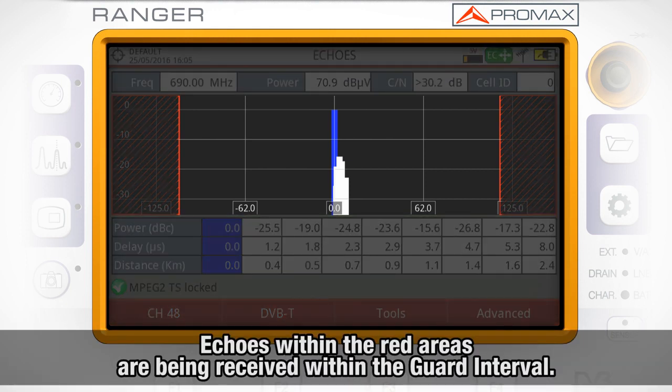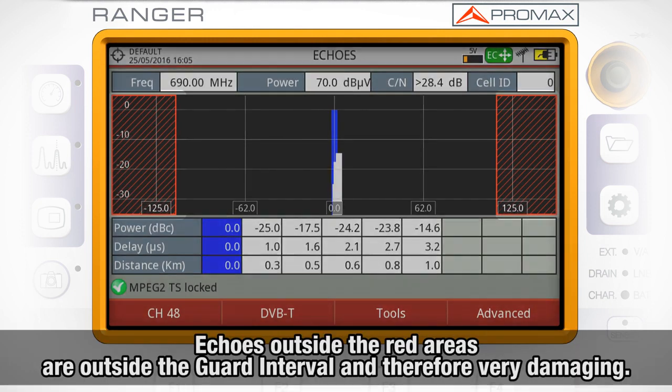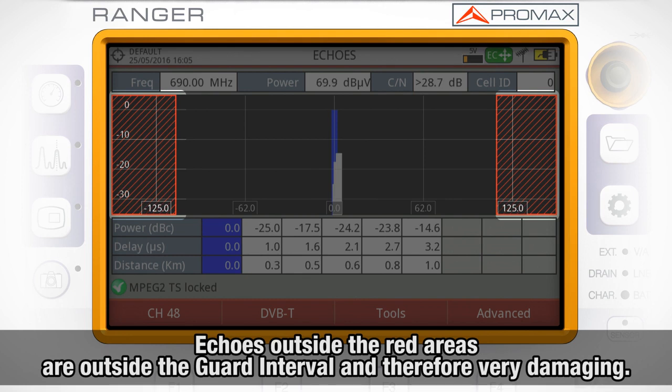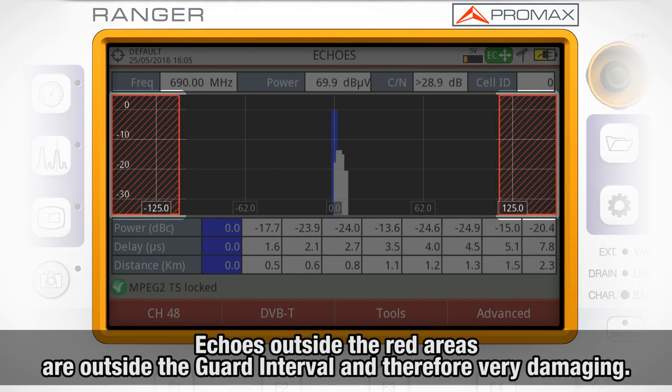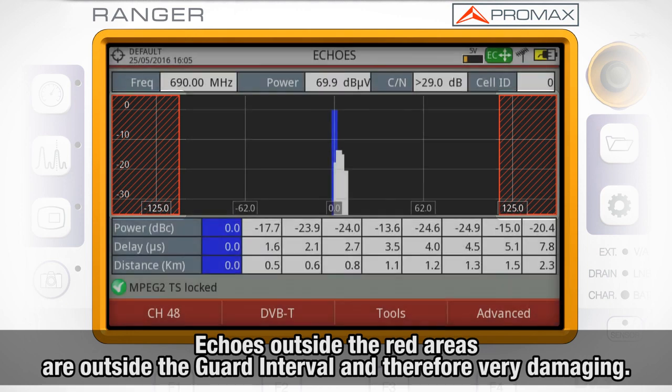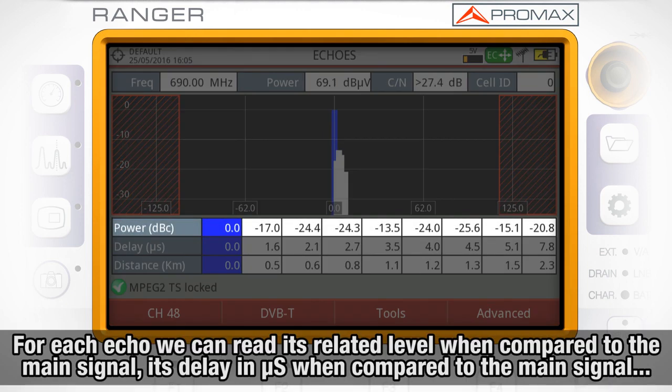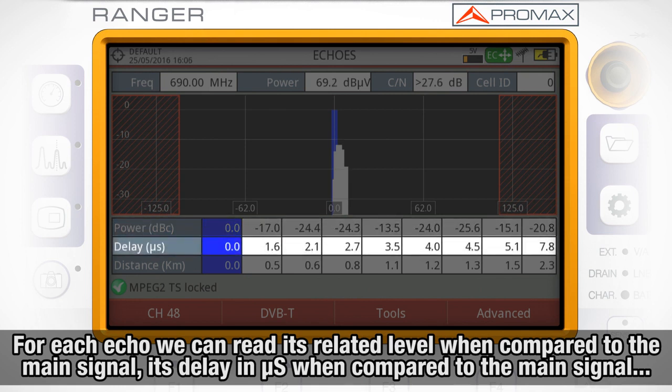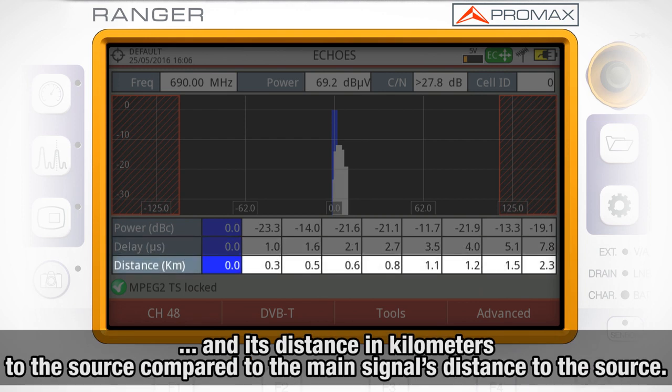Everything falling in between the red areas are echoes being received within the guard interval, whereas everything falling in the red areas is outside the guard interval and therefore very damaging. For each echo, we can read its related level when compared to the main signal, its delay in microseconds when compared to the main signal, and its distance in kilometers to the source compared to the main signal's distance to the source.